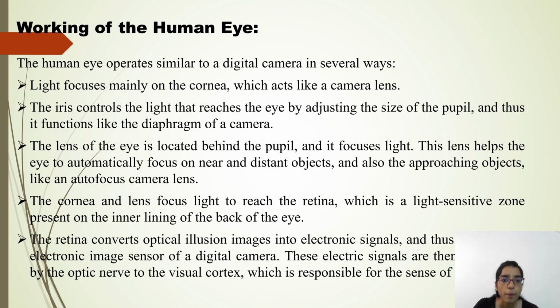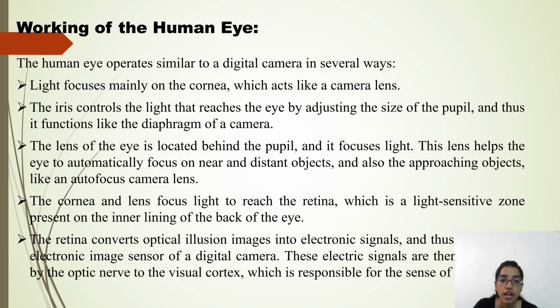The human eye operates similar to a digital camera in several ways. Light focuses mainly on the cornea, which acts like a camera lens. The iris controls the light that reaches the eye by adjusting the size of the pupil, and thus it functions like the diaphragm of a camera. The lens of the eye is located behind the pupil and focuses light.